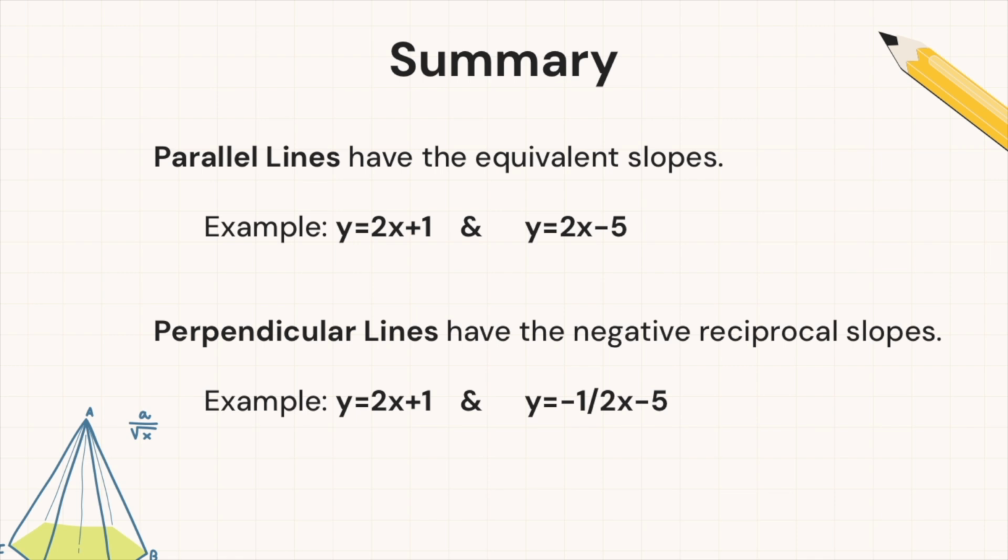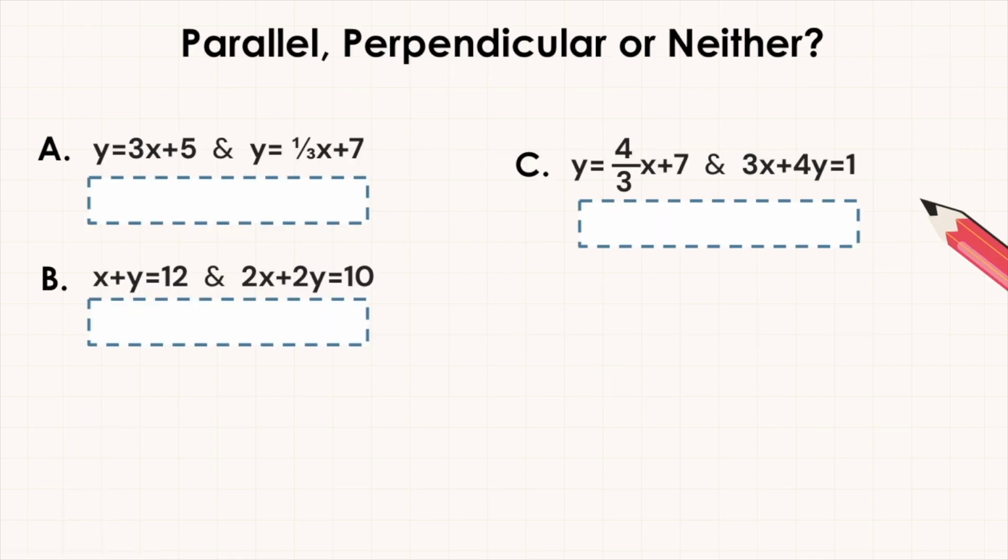Now let's take a look at some more examples. So here we have parallel, perpendicular, or neither. We have to try and determine if each of these equations, or sets of equations here, are parallel to each other, neither, or perpendicular to one another. So let's start with A.